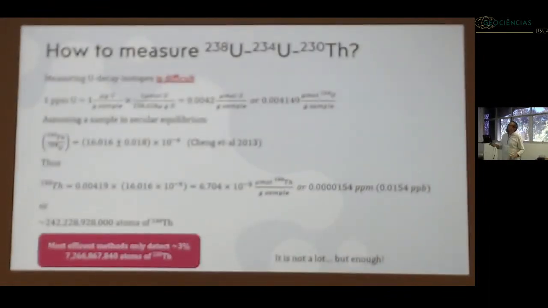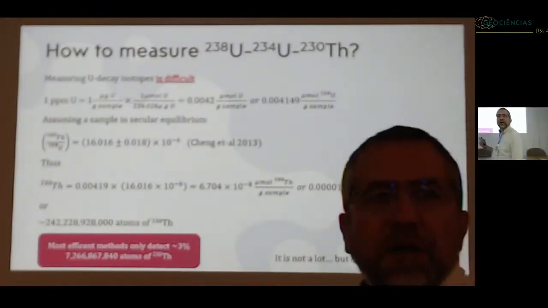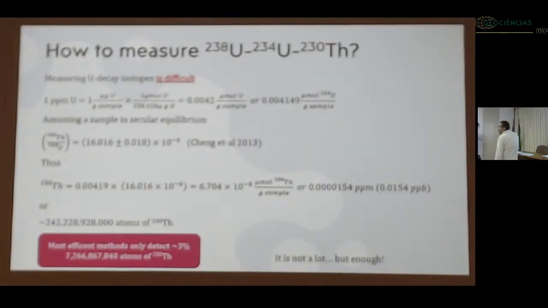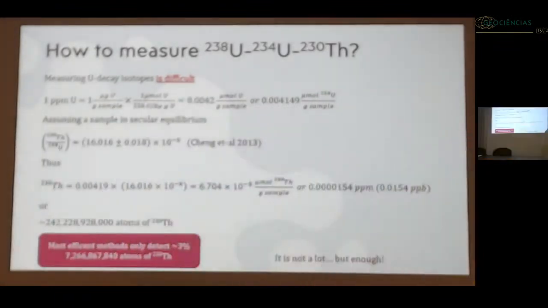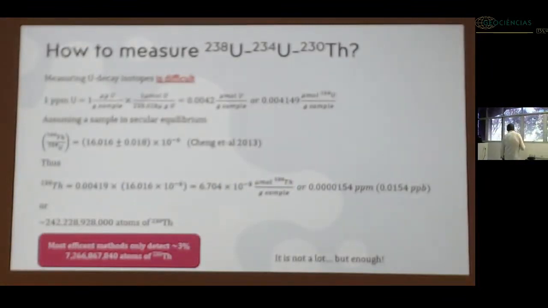The truth is that measuring uranium decay isotopes is not easy. Even if you go to a lab and they make it look straightforward, it's not easy because uranium is not very abundant. If you have a stalagmite with 1 ppm of uranium, which is a reasonably uranium-rich stalagmite, you only have this micromole of uranium-238. But if it's already in secular equilibrium, meaning that it has as much thorium-230 as it can have, you can make the calculations and see that you have around this concentration of thorium-230.